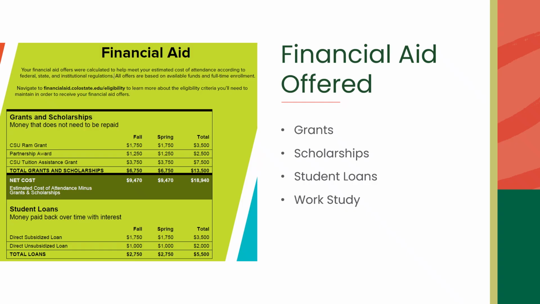After grants and scholarships, federal student loans have been listed as financial aid that needs to be repaid over time with interest. Undergraduate dependent freshman students that have completed the FAFSA will be offered federal student loans with a maximum annual amount of $5,500.